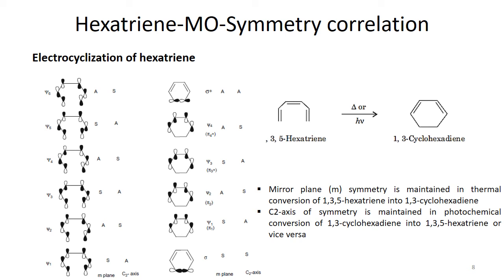thermal electrocyclization of hexatriene, we say that when we talk about symmetry, then psi 3 is symmetric with respect to the mirror plane, and then when we talk about psi 3 star, it is also symmetric. So this kind of correlation states that it is possible. But in case of photochemical, we talk about the C2 axis; that C2 axis of symmetry is maintained in photochemical conversion of 1,3-cyclohexadiene into 1,3,5-hexatriene or vice versa.